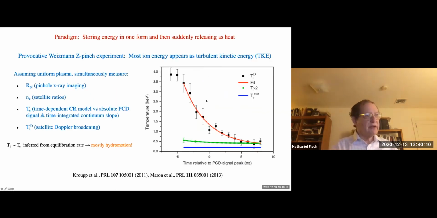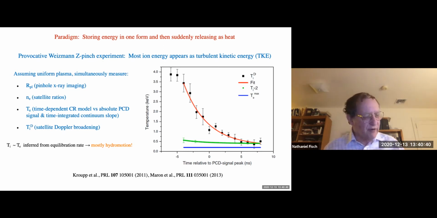Okay, now I'd like to move to a slightly different paradigm, and that's to store energy in one form and then suddenly release it in another form. And you heard this morning, I heard it too, a wonderful talk by Yitzhak Maron, and he talked about what I would call very provocative Weizmann Z-pinch experiments, where he showed with wonderful measurements how most of the ion energy appears as turbulent kinetic energy, not as thermal energy.